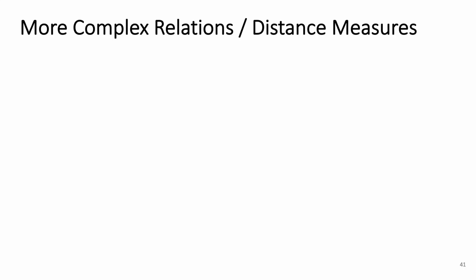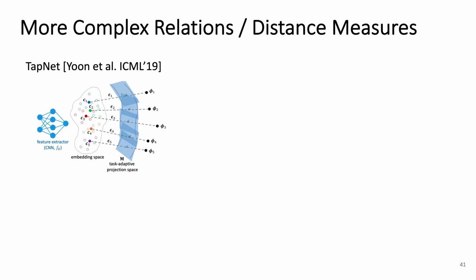Here, I will discuss some more complex relations and distance measures. The first one is TapNet in ICML 19. They embed into one embedding space, but they find another task-adapted projection space to project the prototype and the query image to a totally new space. Their goal is to find a better space to do that.